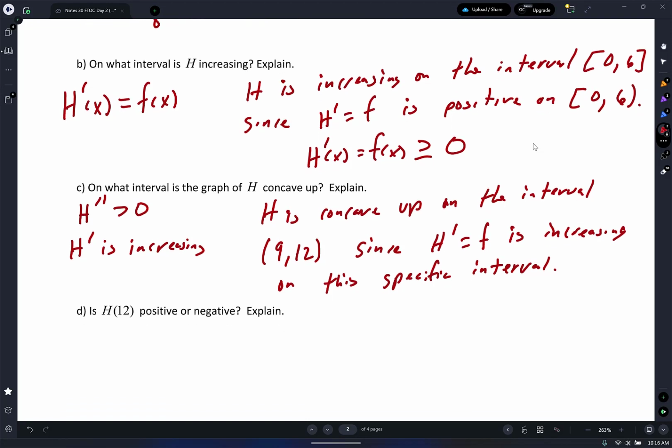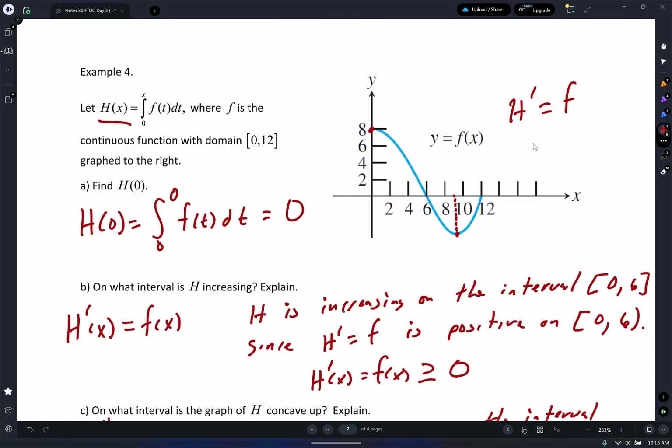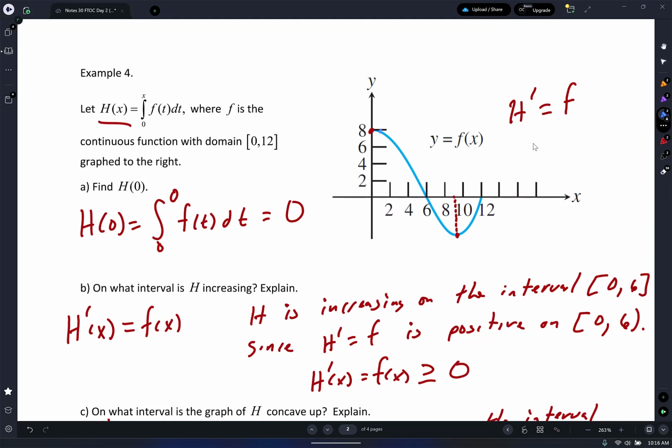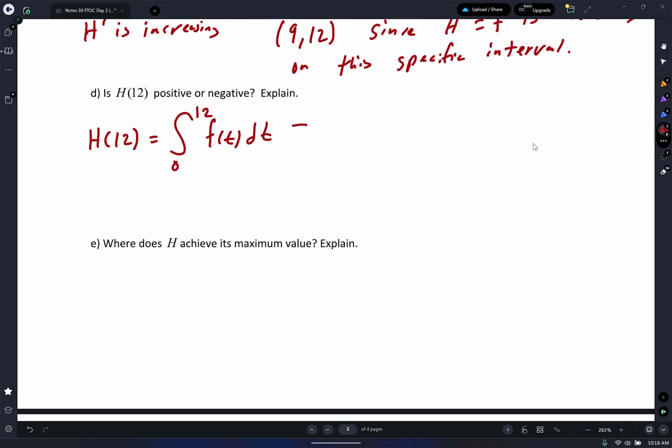How do we feel? Okay. Is h12 positive or negative? So let's see what h12 is. h12 is the integral from 0 to 12 of f of t dt. So let's look at this graph and tell me, is there more area above the x-axis or below the x-axis? Above, because there's more area above the x-axis. This h of 12 is positive. That's how you say positive. Cool or not cool? Cool.